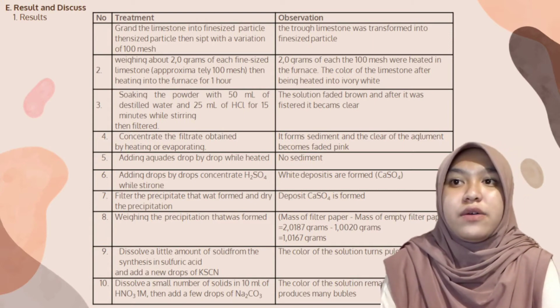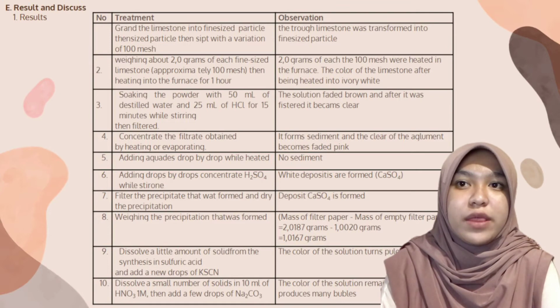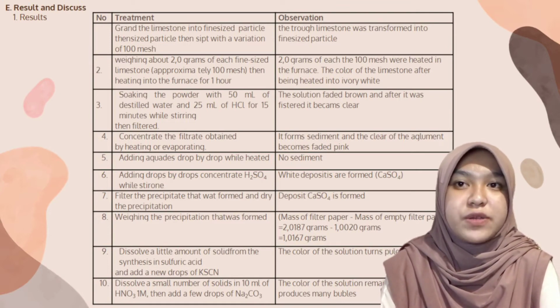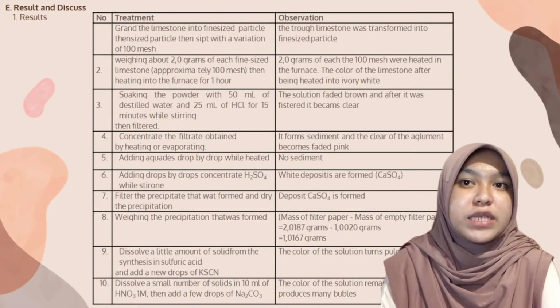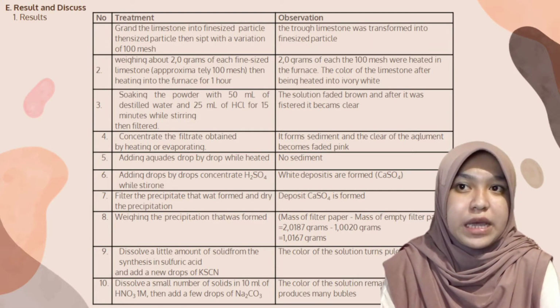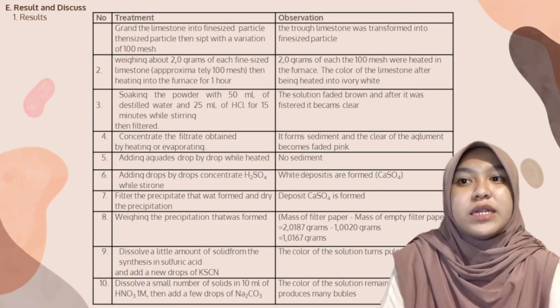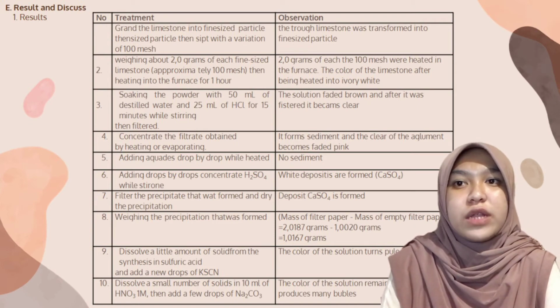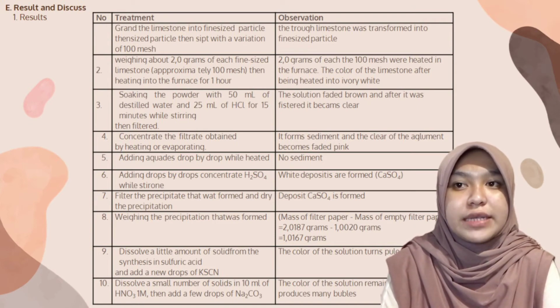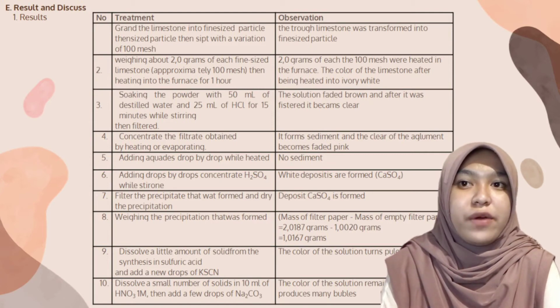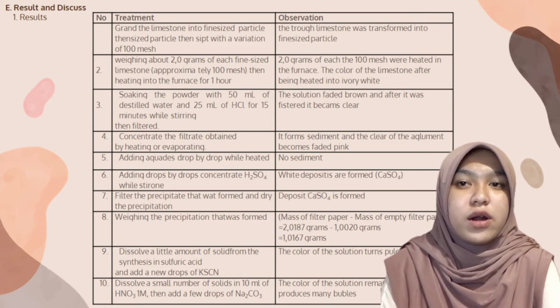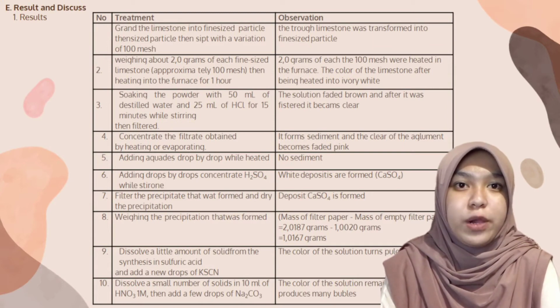Next, filter the precipitate that was formed and dry the precipitate. Observation: CaSO4 deposit is formed, and weigh the precipitate that was formed. Observation: 1.01667 grams. Next, dissolve a little amount of solid from the synthesis in sulfuric acid and add a few drops of KSCN. Observation: the color of the solution turns pale pink.